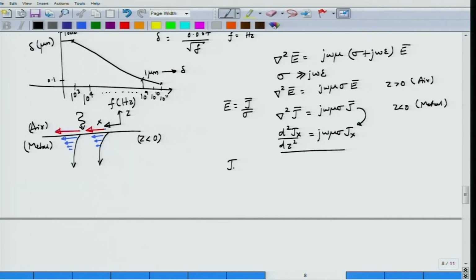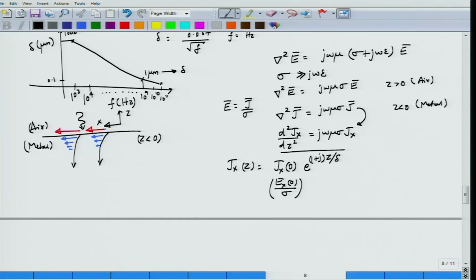The solution for this equation is very simple. Jx of z is equal to Jx of 0, the value of the current density at the surface, which is given by the applied electric field Ex of 0 divided by sigma. Inside the metal this goes as e to the power kz, where k is the square root of j omega mu sigma. Therefore, this would be 1 plus j, z by delta.